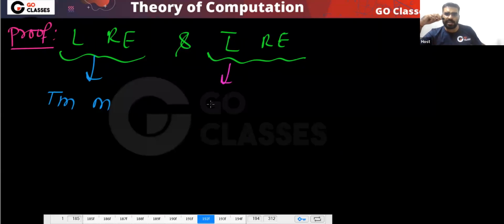Okay, let's prove this. The proof is very simple. If L is RE, what does it mean? With this information, there is a Turing machine, let's say M1, or I can say M. L complement is RE, so there is a Turing machine M dash. Maybe you can call them M1 and M2. Is this clear?